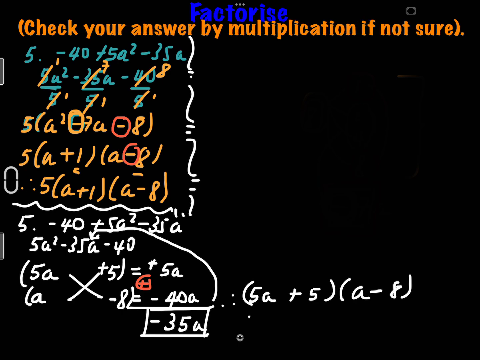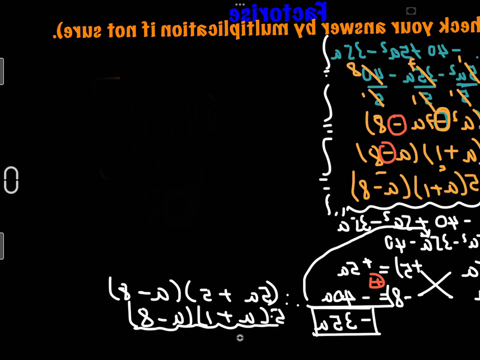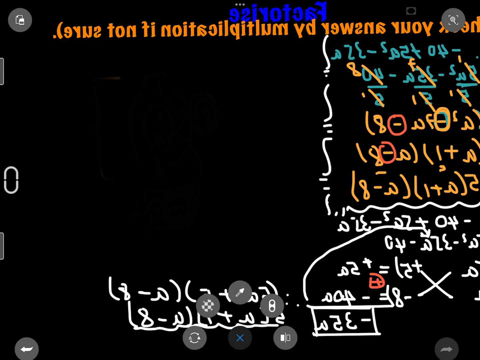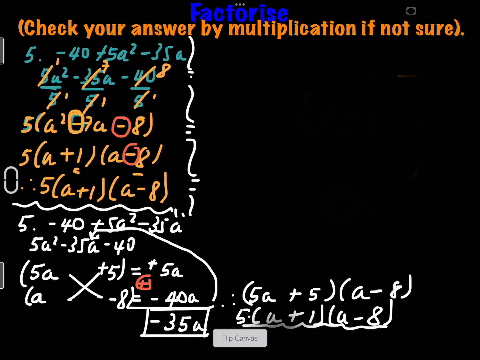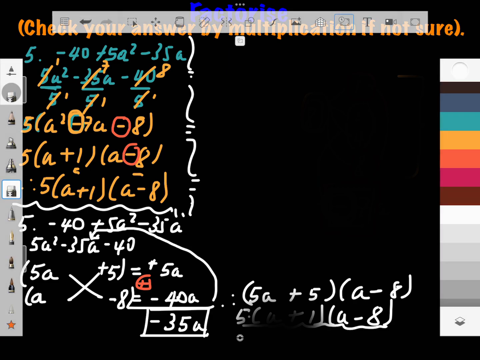So by factorization, or full factorization, we need to find the common factor. Hence now notice that we still have 5 here. So 5a plus 1 multiplied by a minus 8. That appears to be all factorized. So that essentially is our final answer. Okay, so this is our final answer.